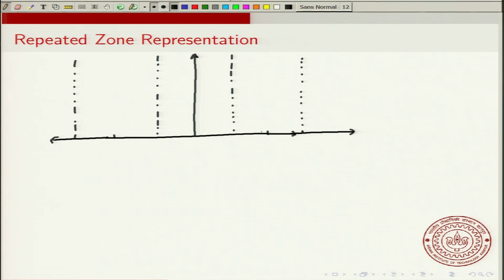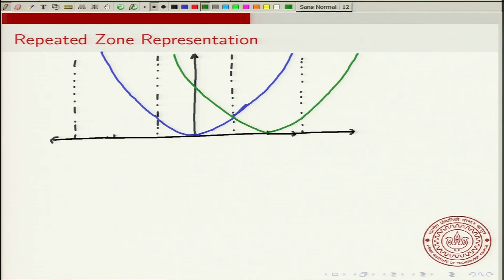Then the idea is that you show all the zones, you do not only show the first zone. So, in the first zone, if you have something like this, and a similar thing on this side, again I am considering the free particle form of the functions. Now, in the second zone, you will have a similar thing, something like this. Similarly, in this zone also you will have something like this. This is called a repeated zone representation, where you show all the zones.